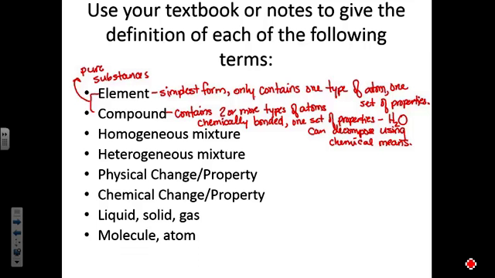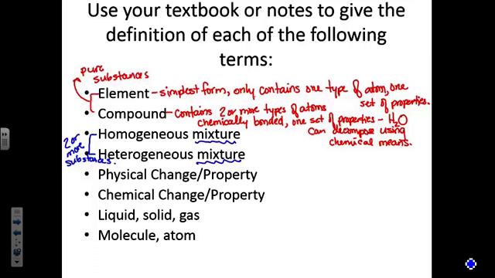Homogeneous mixture. These are different than elements and compounds, because they have to have two or more substances. So elements and compounds were pure substances; homogeneous mixtures and heterogeneous mixtures, the key word there is mixture. They have two or more substances. Now, those two or more substances are physically combined, which means I can separate them using physical means. And that's the general definition of a mixture, is two or more substances that can be separated using physical means.